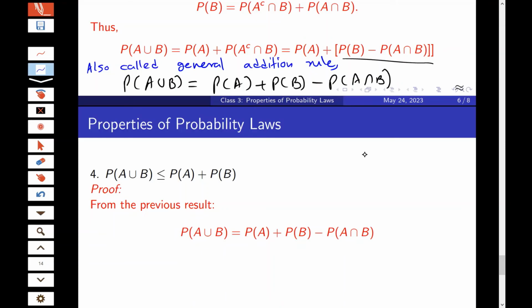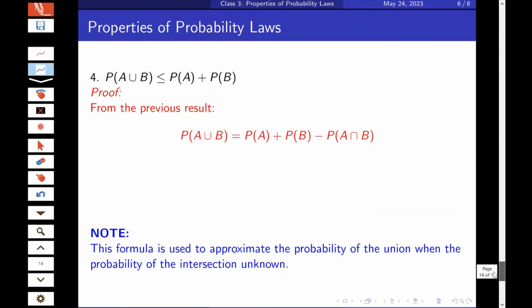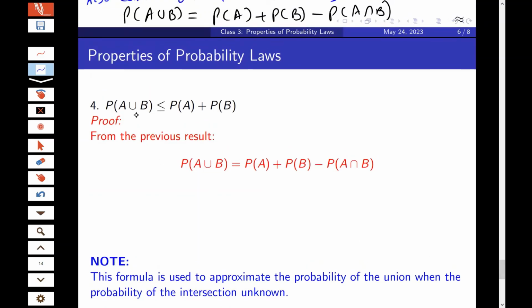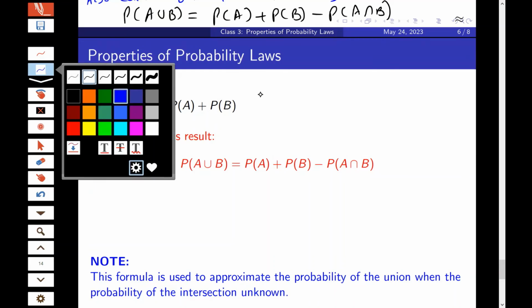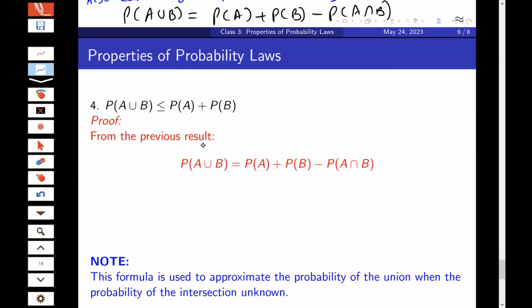Okay, so the last property. P(A union B) is going to be less than or equal to P(A) plus P(B). This is a result we can obtain from the previous results, from the third property of what we discussed here. So the general addition rule: P(A union B) is equal to P(A) plus P(B) minus P(A intersection B).